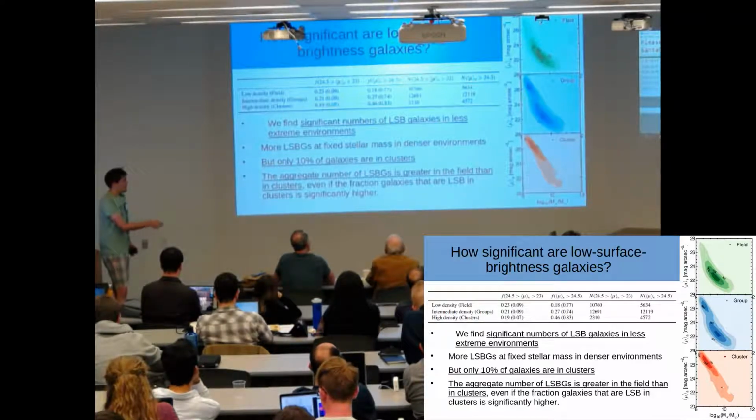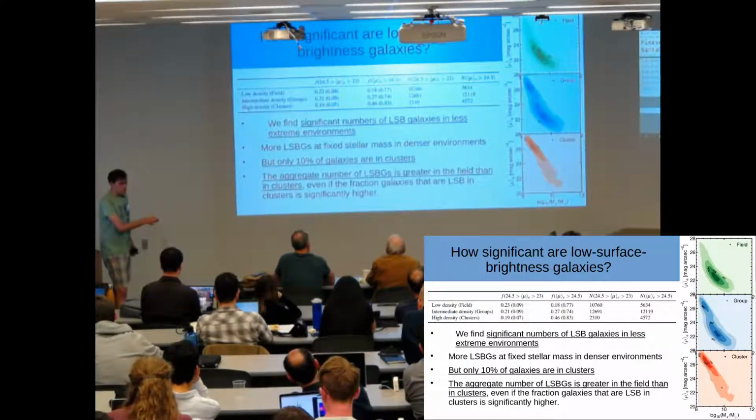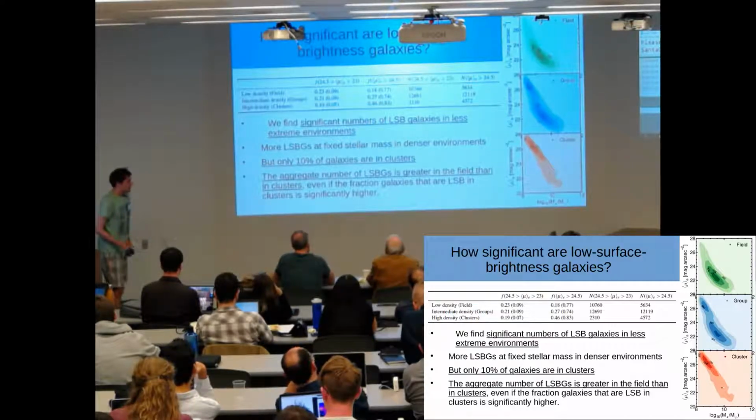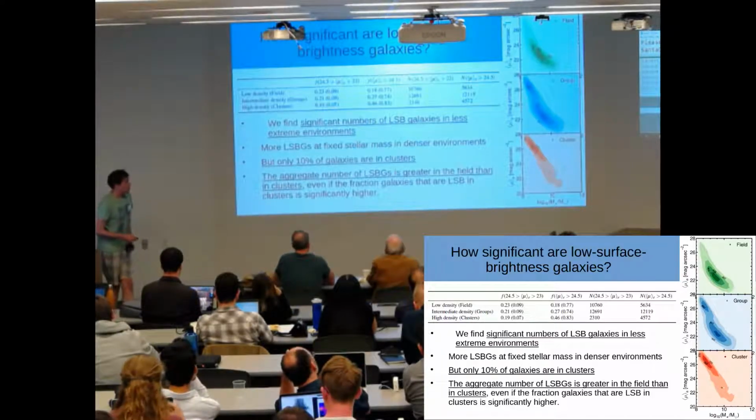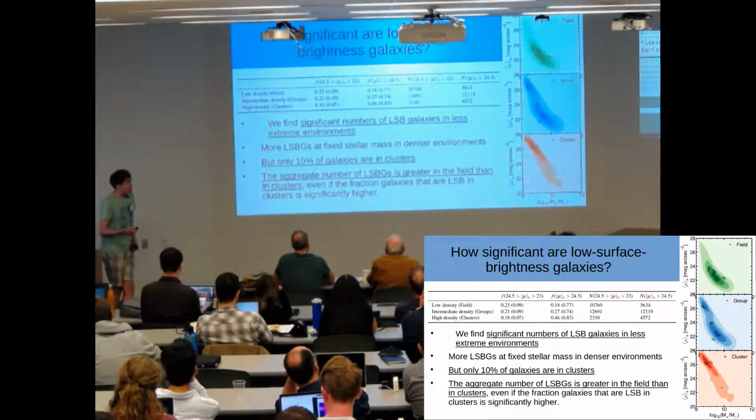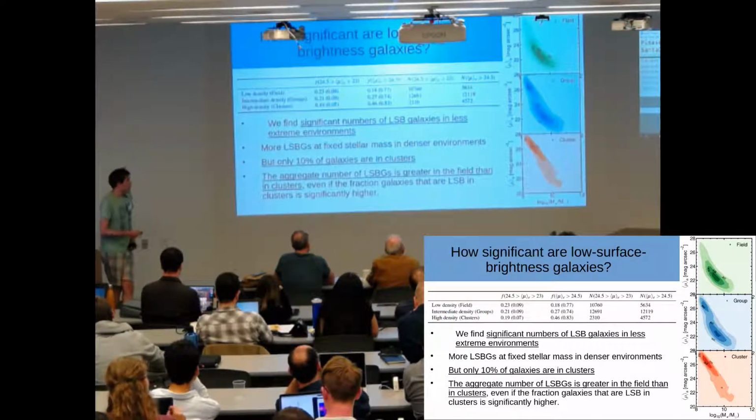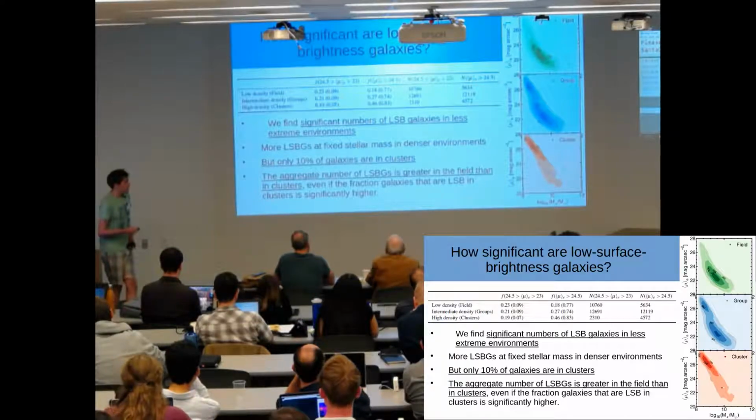You can see that even though the fraction of galaxies that are low surface brightness, basically everything above this line, is far larger in clusters than in groups or the field, you have to remember that only 10% of galaxies are actually in clusters. So in terms of aggregate numbers, there's a huge population of low surface brightness galaxies in groups and the field.